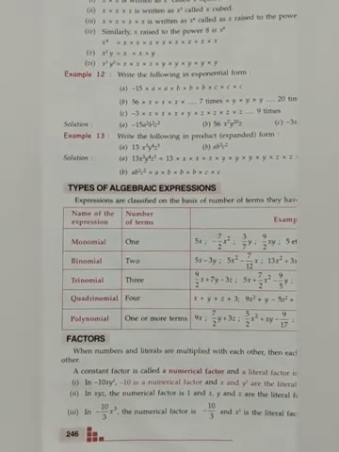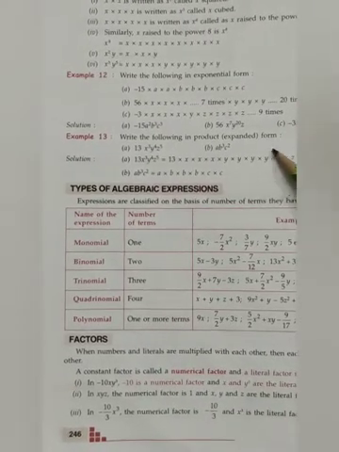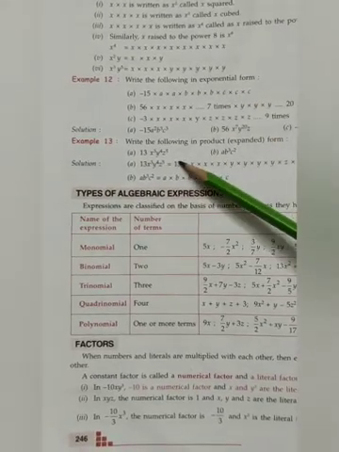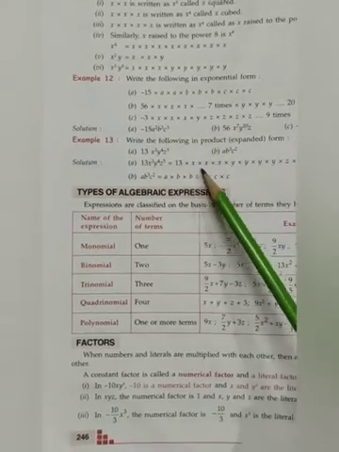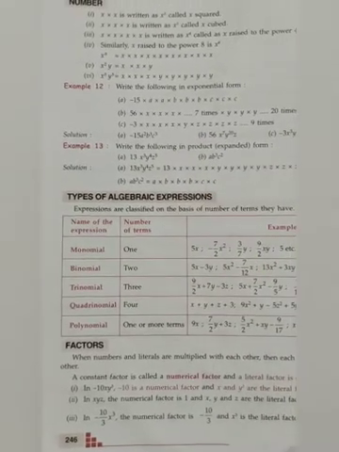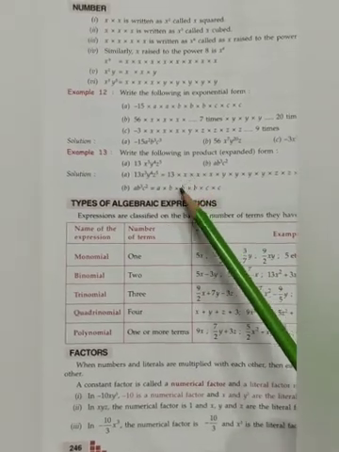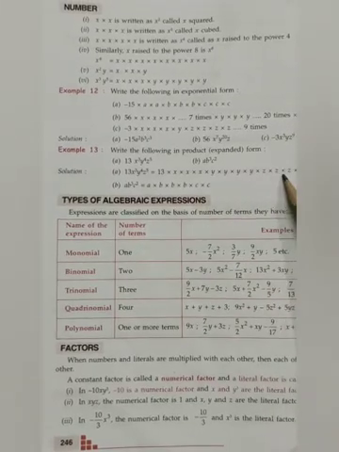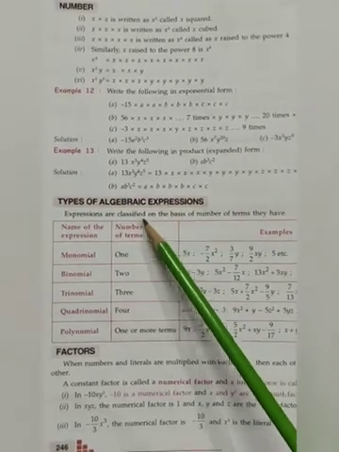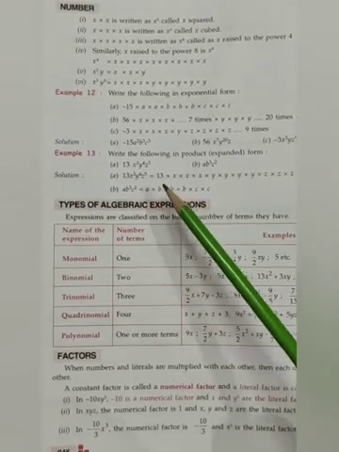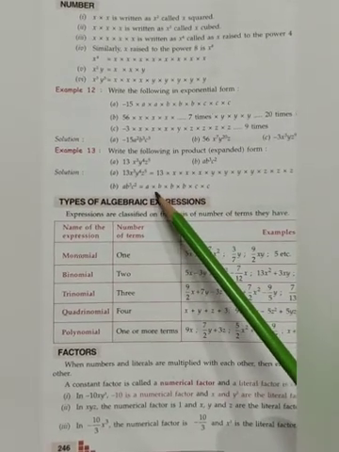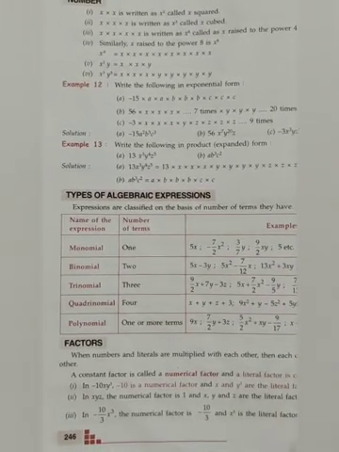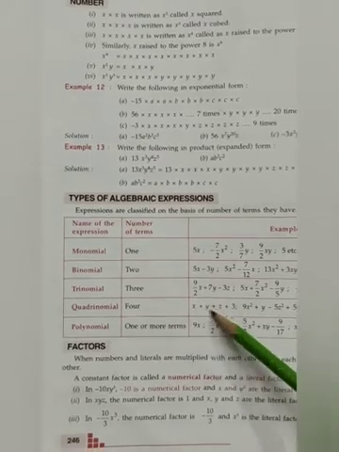Write the following in product, expanded form. Just opposite of example 12. Here exponential form is given. We have to write expanded form. 13 multiply 3x, then y 4 times, then z 5 times. Then a, b cube, c square: a multiply triple b multiply double c. Okay, clear?